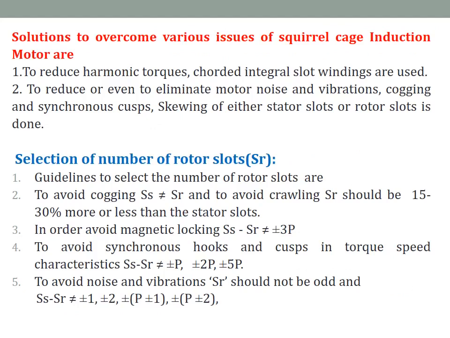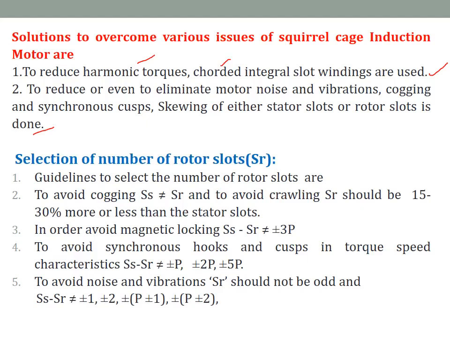Now, the solutions to overcome various issues of squirrel cage induction motor are: 1. To reduce harmonic torques, chorded integral slot windings are used. Secondly, to reduce or even to eliminate motor noise and vibrations, cogging and synchronous cusps, skewing of either stator slots or rotor slots is done. In the first slide, I have explained what we mean by skewing. You are seeing skewing is done in rotor stacks.